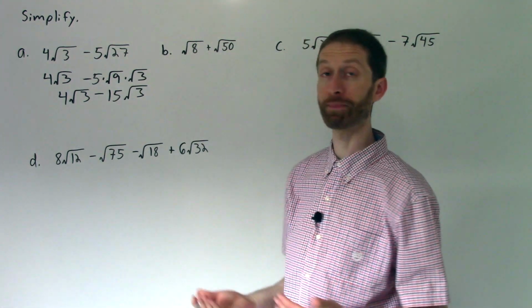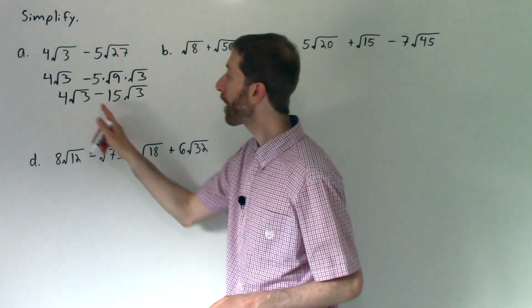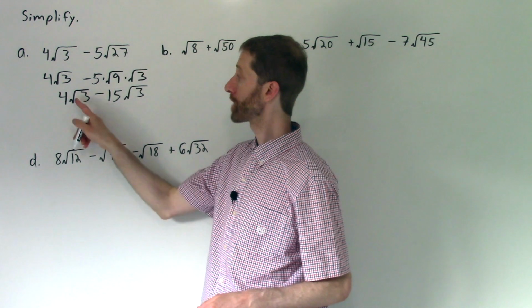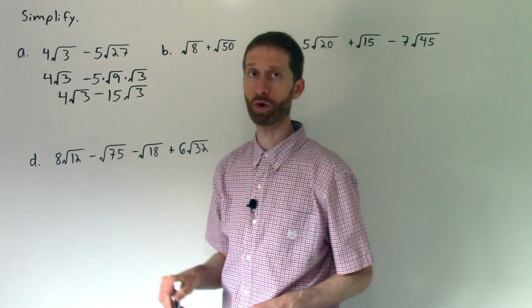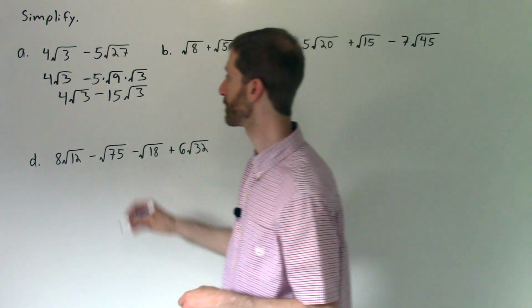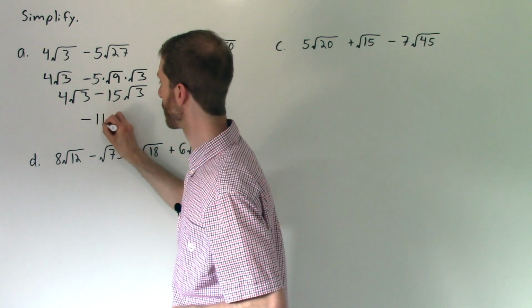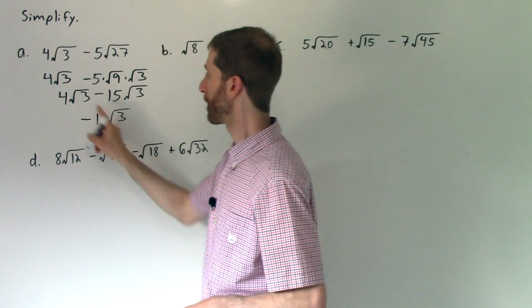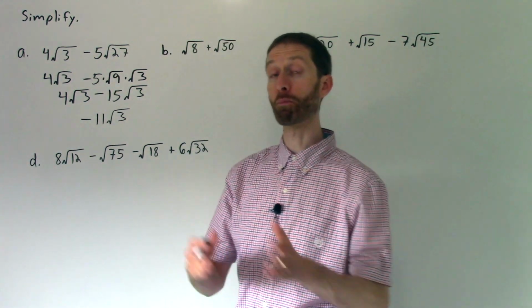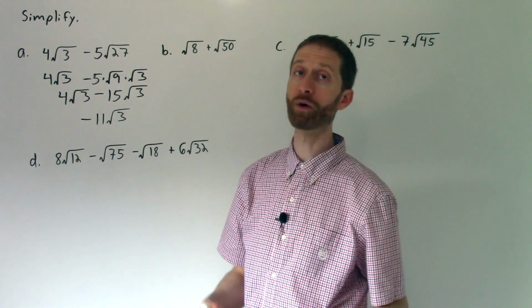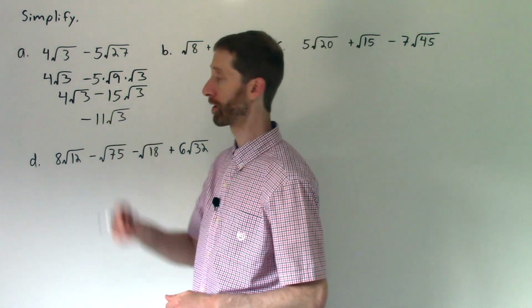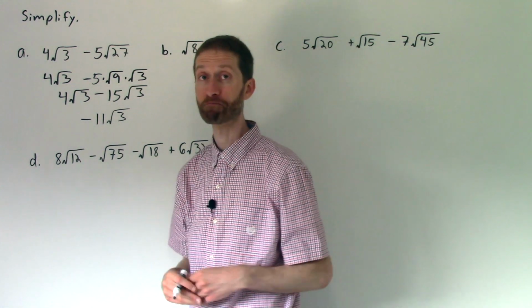Oh, and look what happened to come out of this. Now we have like terms. 4 times the square root of 3 minus 15 times the square root of 3. 4 root 3's minus 15 root 3's would be minus 11 square root of 3's. And if you're having trouble with that last step, watch the previous video that goes over how and why we can add like radicals. That's it. Pretty sweet. Let's keep going.